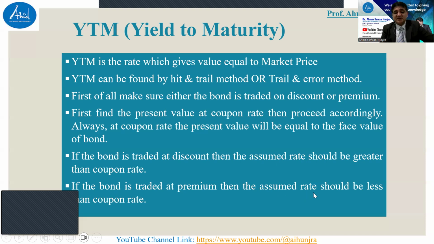So we will assume a rate and find the value. It is very important to distinguish whether it's traded at a discount or premium. If it's traded at a discount, the rate we assume should be more than the coupon rate. If the market price is greater than the face value, it means traded at a premium, then the assumed rate should be less than the coupon rate. So you need to be careful while understanding these two points. Here we can go to the next slide.